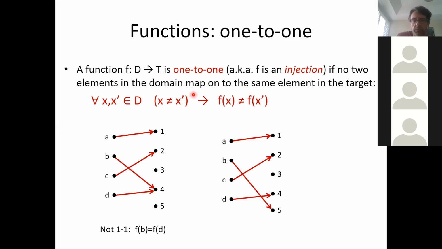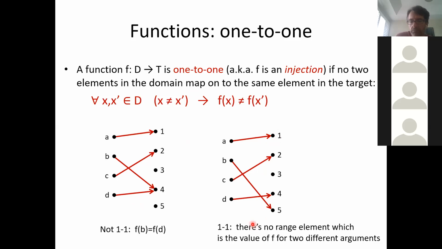So a function is one-to-one if it does not have collisions. And here is an example of such a function, right? There is no element in the range which is mapped to by 2 different elements. So this function does not collide. These arrows never meet on the right side as these two arrows did. So that's a notion of injection.